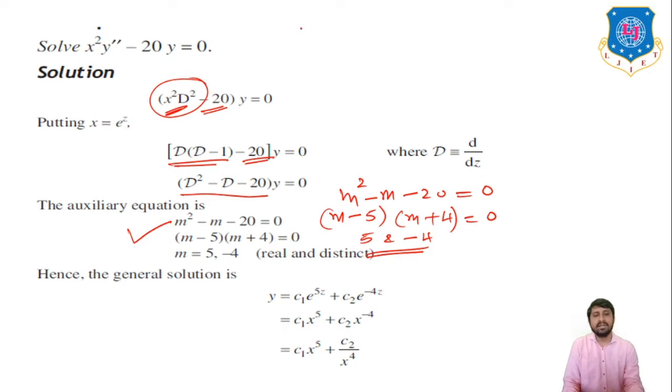Clearly, first you have to write the complementary function in terms of z. Because 5 and minus 4 are the roots, it is c1 e raised to 5z plus c2 e raised to minus 4z, and we know that e raised to z is x.